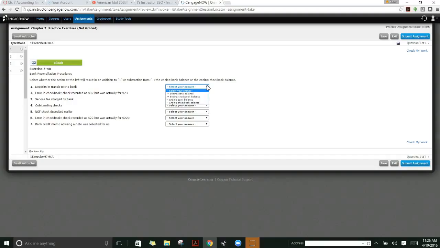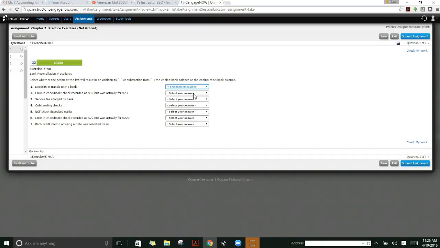It's very important that you can analyze this and get everything on the right side with the correct increase or decrease when you're reconciling a bank statement. Deposits in transit to the bank. These deposits have already been added to your checkbook, so they now need to be added to your bank statement since they are not on there yet.